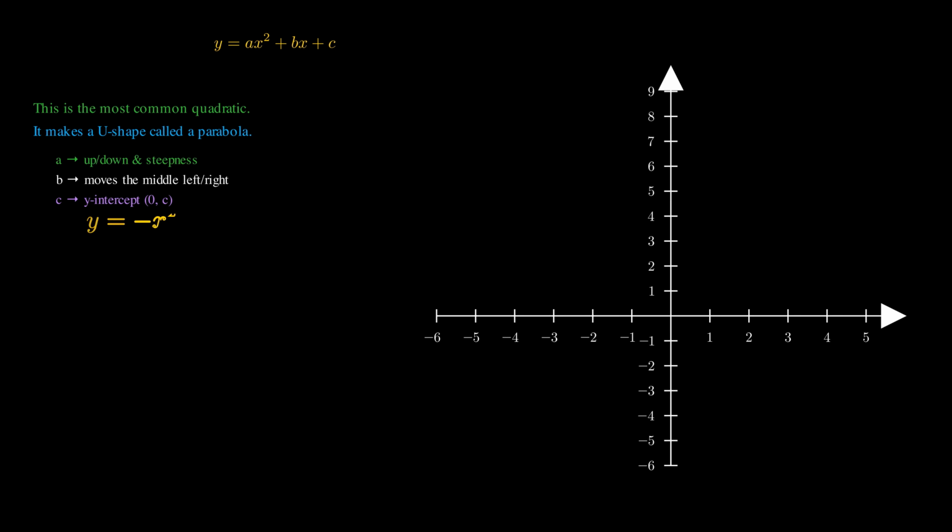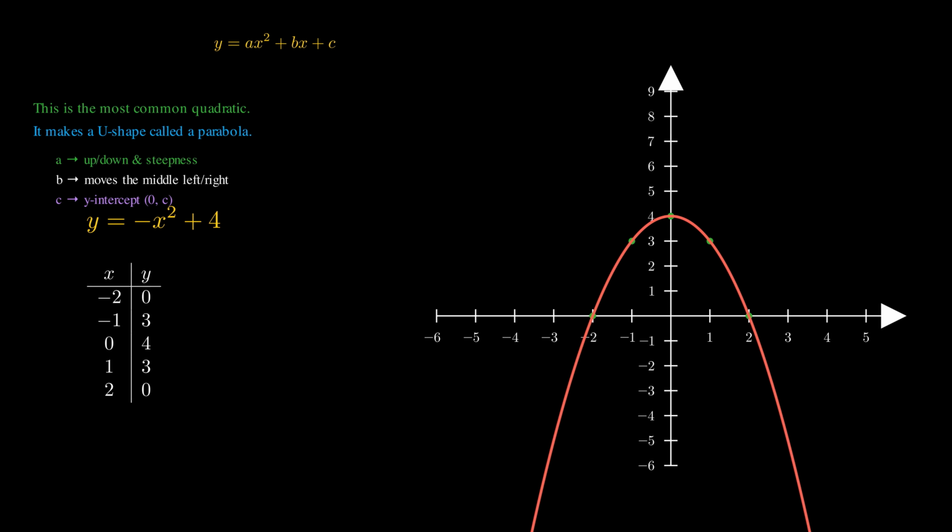Now let's look at another equation. Y equals negative x squared plus 4. A equals negative 1. That means the parabola opens down. Always check A first. I plug them in, I get my y values, I plot the point. So the graph crosses the y-axis at 0, 4. That should always match the graph.